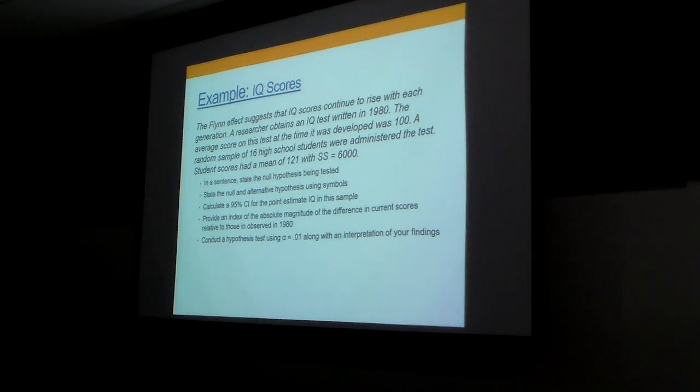So we've gone through and calculated our confidence interval, well, we didn't, but you can do that quite easily with this information. But what we want now is an index of the magnitude of the difference in current scores relative to the mean in 1980, right? So Emilio, what am I going to do first to calculate my d? You would take the 121 minus 100. Perfect, 121 minus 100, and that's over what? Over 20.